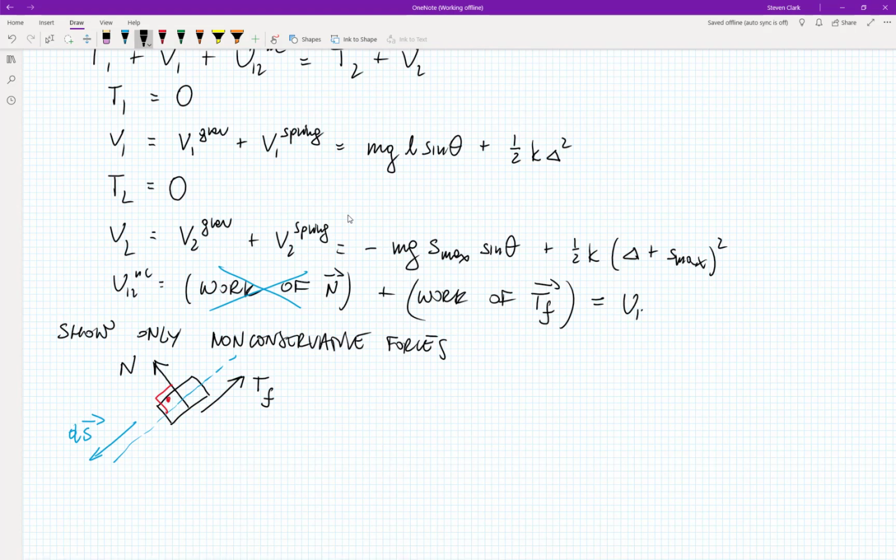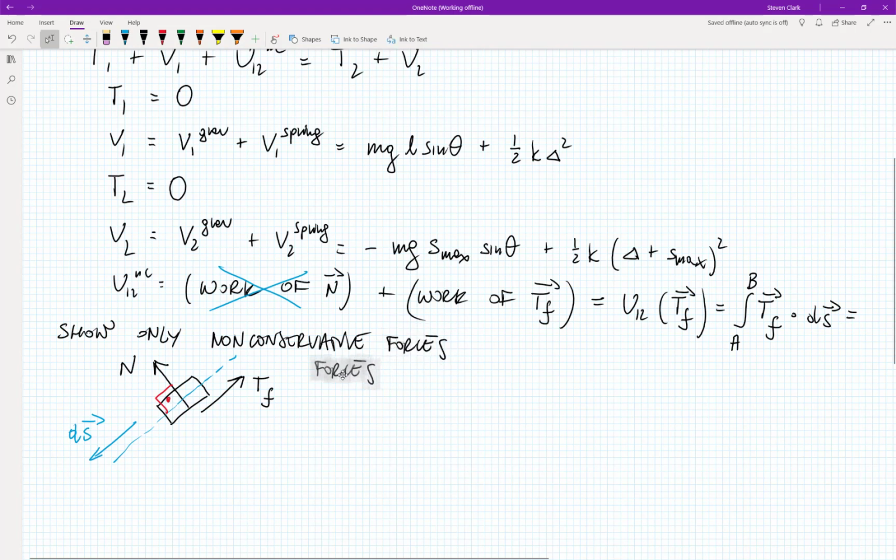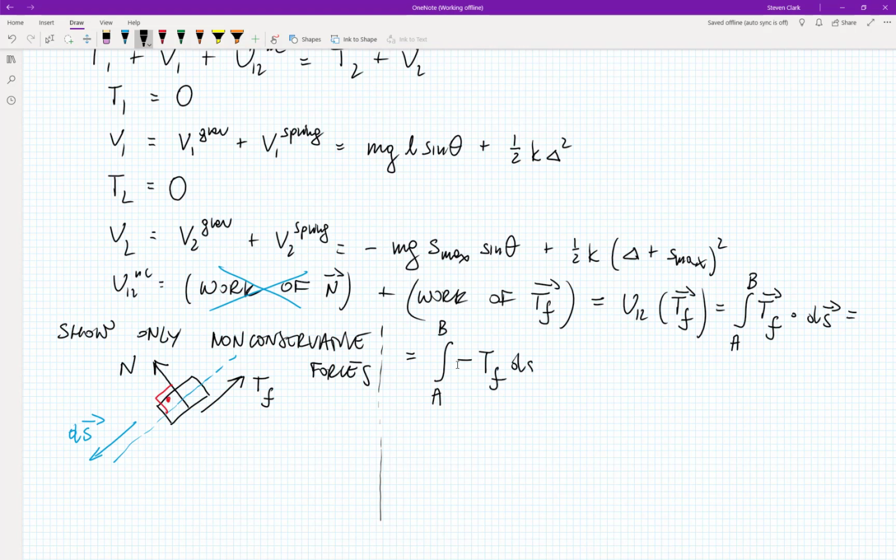So in here we will have U12 of TF, and let's express it in an even more mathematical way. This will be an integral from the beginning till the end of TF times ds. I can maybe move these forces here, so I will have more place to write. I believe that our TF points in the opposite direction than ds, so I can put in here the integral from the beginning till the end of minus TF ds. And by the way, our TF is mu k times N. So our TF will be mu k mg cosine theta. And we can all see that this is constant.